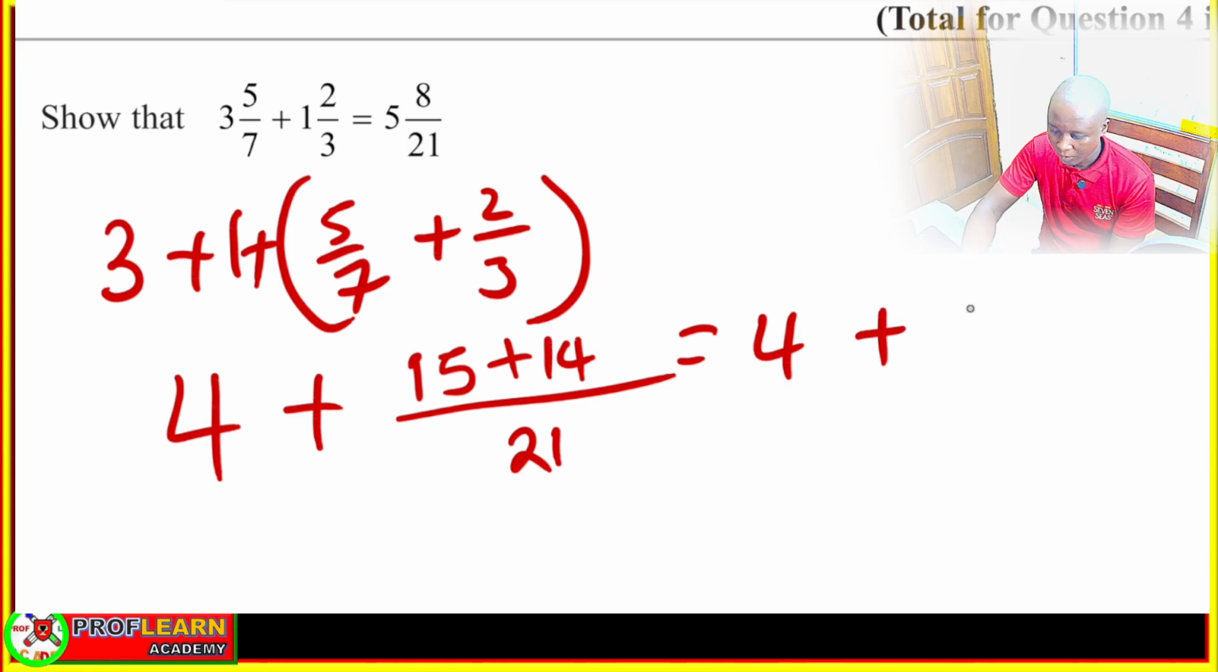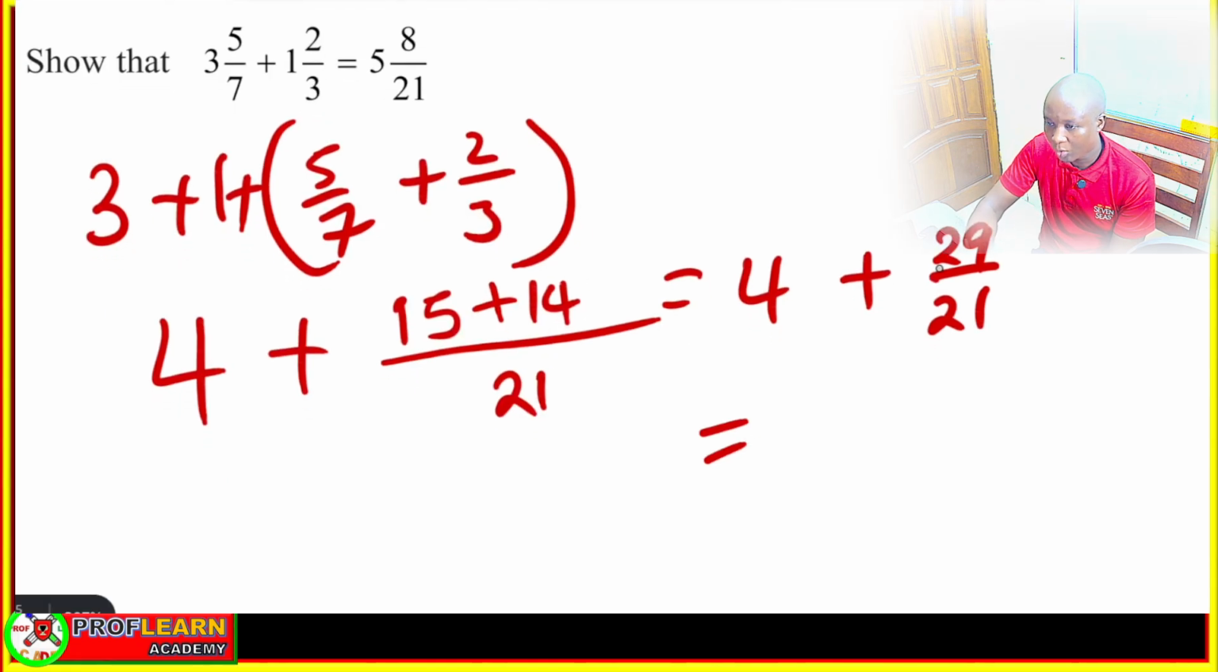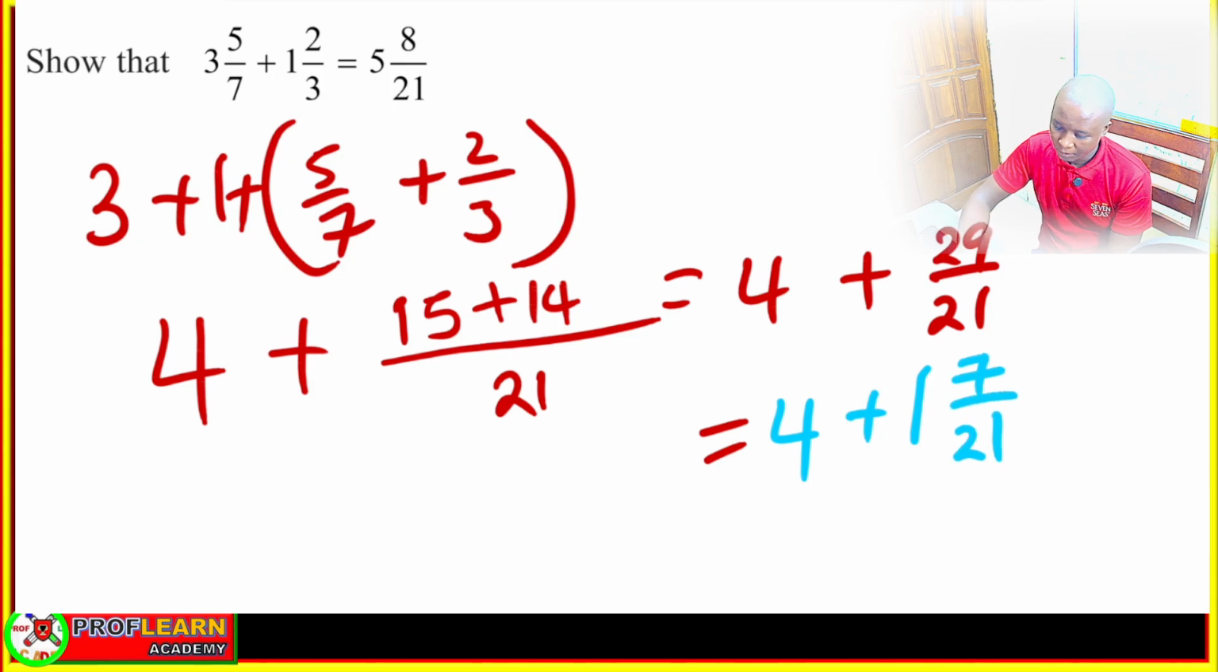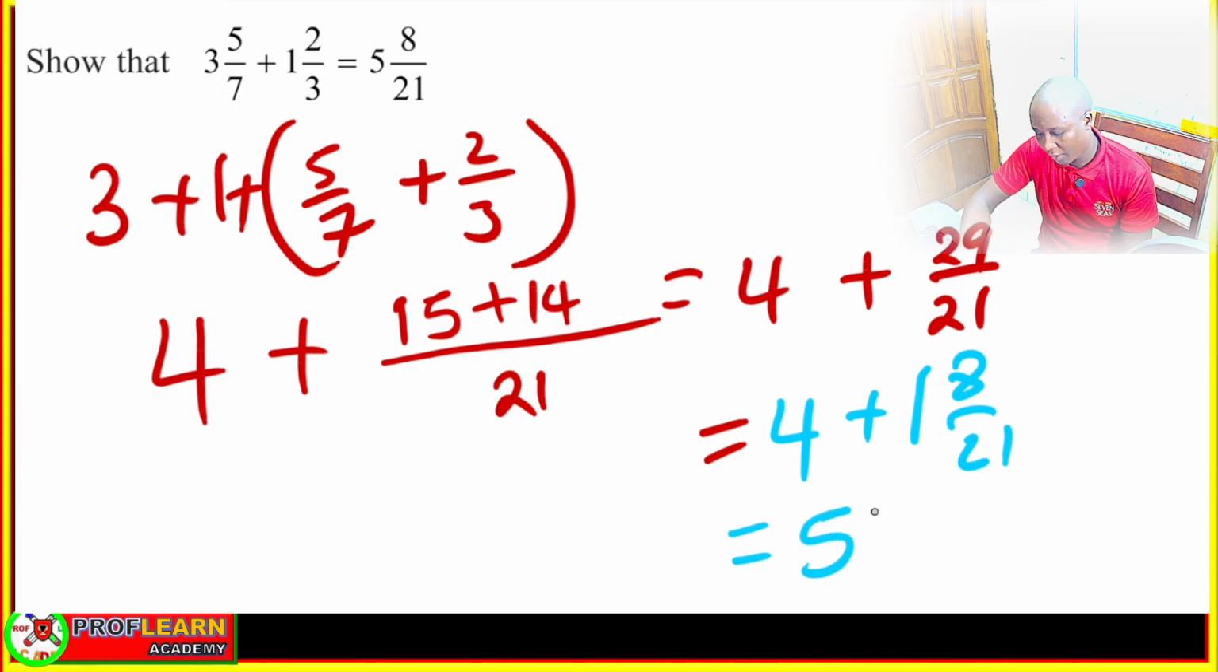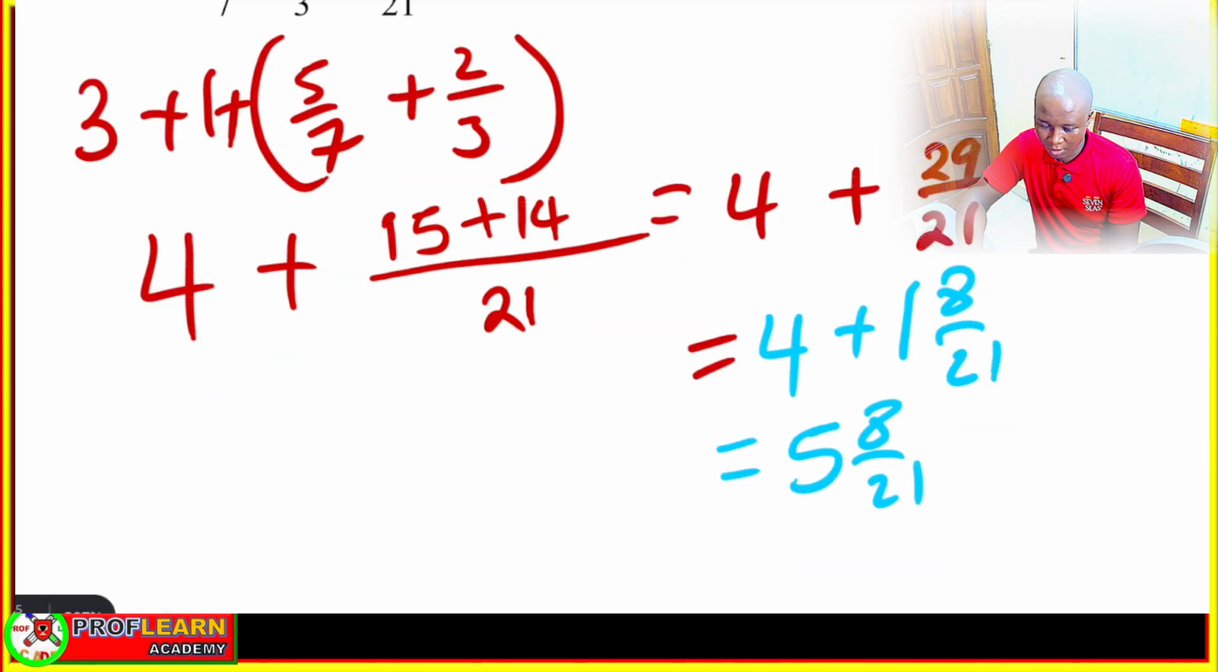So meaning that we are going to have 4 plus 29 over 21. So you can see here 21 can go into 29 one time, so that we can have 4 plus 1 and, no, that's not 7 but 8 over 21, 8 over 21, and then we can now add 4 plus 1, that's going to be 5, 8 over 21. And that is how you deal with fractions and how you're supposed to add such numbers.